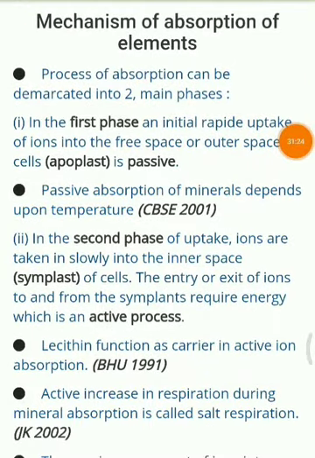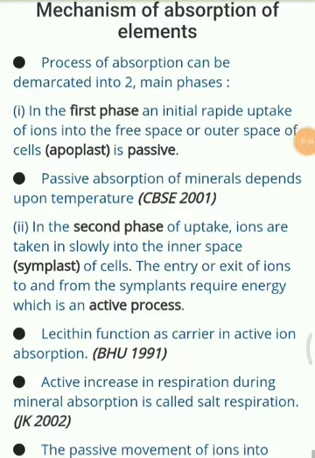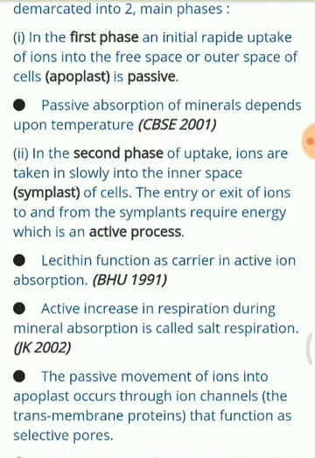The process of absorption can be demarcated into two main phases. In the first phase, there is an initial rapid uptake of ions into the free space or outer space of cells, the apoplast. This is passive. Passive absorption of minerals depends upon temperature. In the second phase of uptake, ions are taken slowly into the inner space, the symplast of the cell. The entry or exit of ions to and fro from the symplast requires energy, which is an active process.